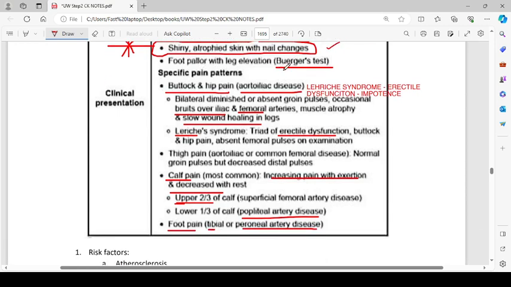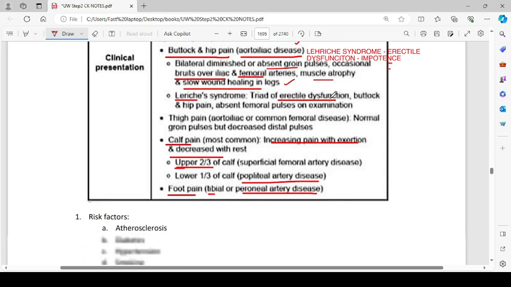foot pallor with leg elevation, that is the Buerger test. When we elevate the leg, the foot will become pale. Specific pain patterns: buttock and hip pain, which is caused by aortoiliac disease. It is also called Leriche syndrome. So if the patient is presenting to you with pain in the buttock and hip region, we will also most probably have erectile dysfunction, and that is Leriche syndrome, and that will lead to impotence. Bilateral diminished or absent groin pulses, occasional bruit over the iliac and femoral arteries, muscle atrophy, and slowed wound healing in the legs. In Leriche syndrome, it is a triad of erectile dysfunction, buttock and hip pain, absent femoral pulses on examination.